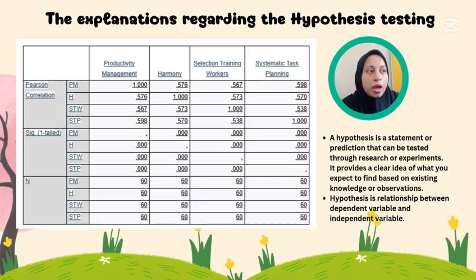Regarding the hypothesis testing, a hypothesis is a statement or prediction that can be tested through research or experiment. It provides a clear idea of what you expect to find based on existing knowledge and observations. A hypothesis is a relationship between the dependent variable and the independent variable.